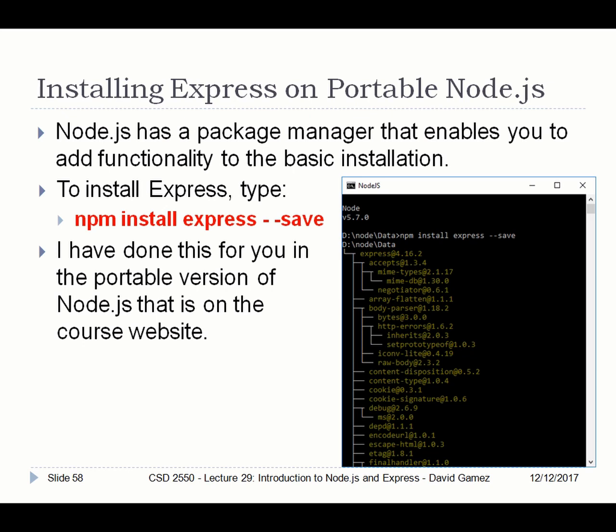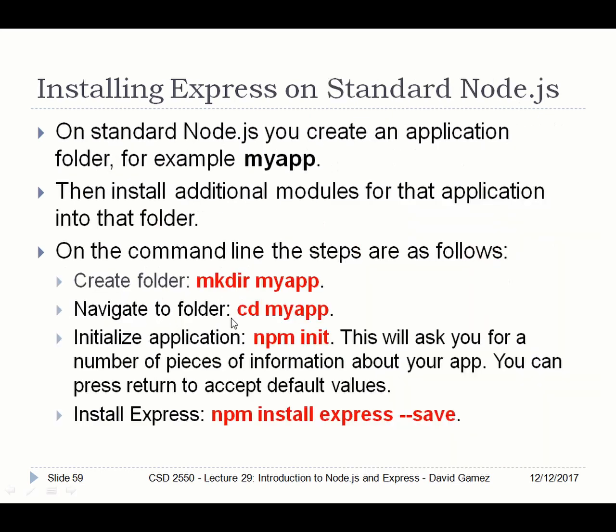Now on the portable version of Node, this is easy. We just do Node Package Manager, npm install express --save. If you do that, it'll just install it into the portable version of Node, and it'll all work nicely and easily. So I've already done this for the portable version of Node that's available on the course website. If you need to install other third-party modules or other modules for Node, then you do it in exactly the same way, and it should work fairly easily.